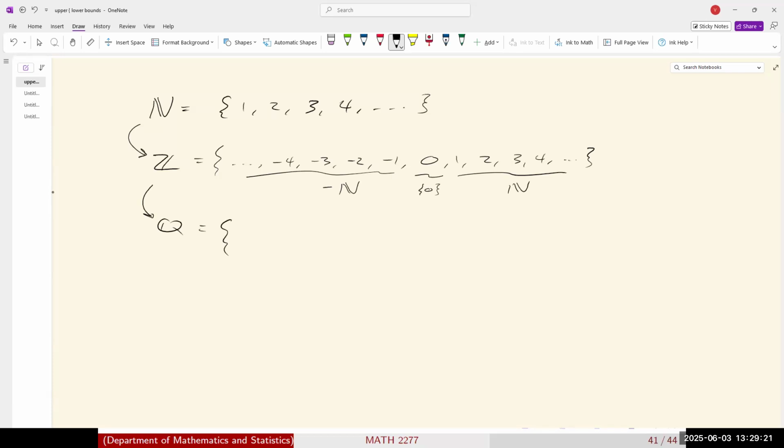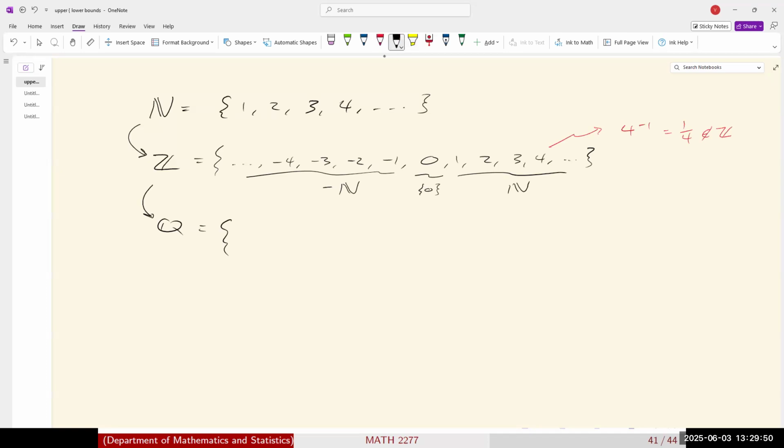Well, I now have all of the additive inverses, but I don't have the multiplicative inverses. For example, 4. What is the multiplicative inverse of 4? It's a quarter, but a quarter is not an integer, right? So it's a bit more complicated than this. You need to construct something called the fraction field.